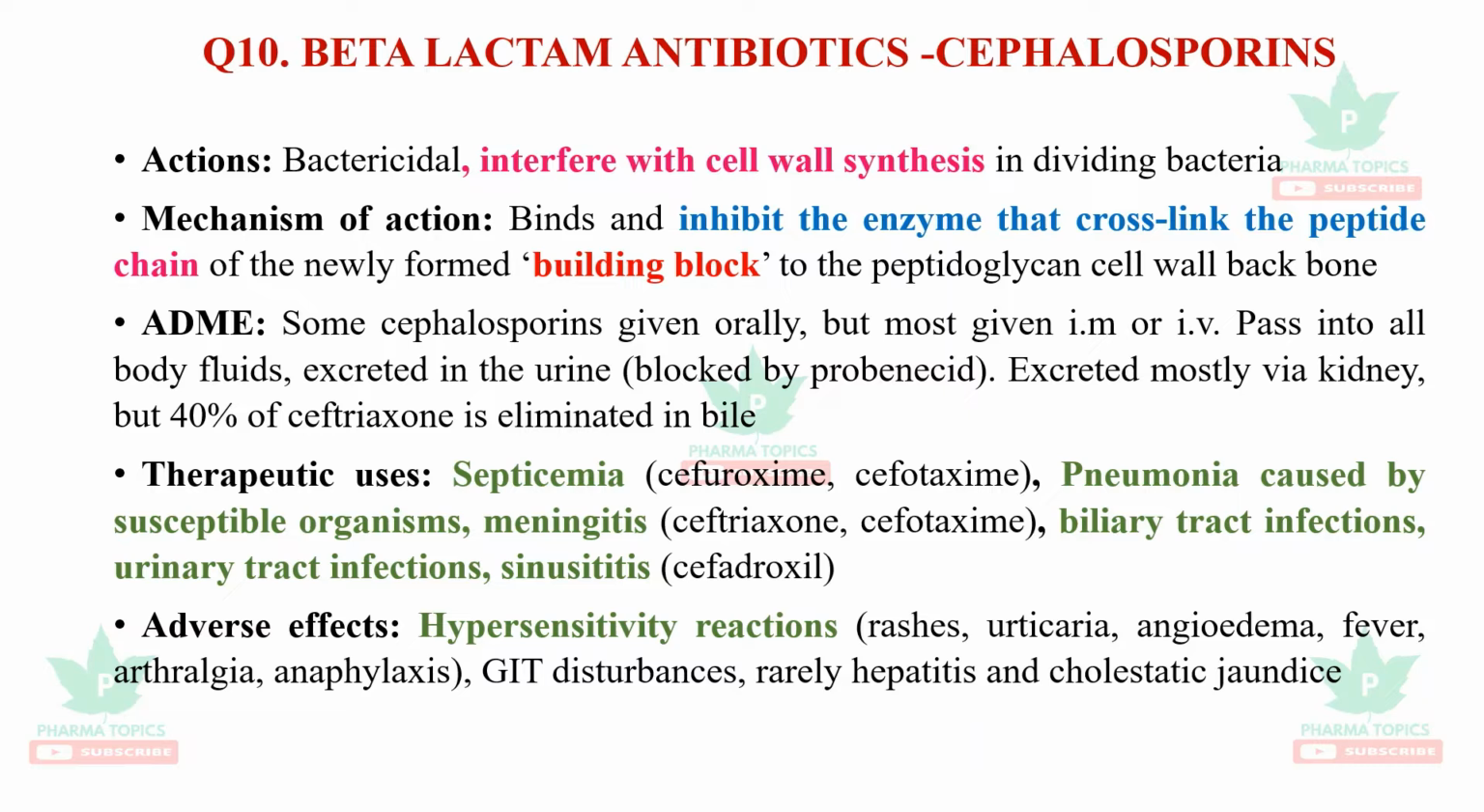The therapeutic uses: cefotaxime is used for treatment of septicemia. Ceftriaxone and cefotaxime are used for treatment of pneumonia caused by susceptible organisms and meningitis. Then cefadroxil is used for biliary tract infections, urinary tract infections, and sinusitis. Adverse effects are hypersensitivity reactions such as rashes, urticaria, angioedema, arthralgia, anaphylaxis, GIT disturbances, rarely hepatitis, and cholestatic jaundice.